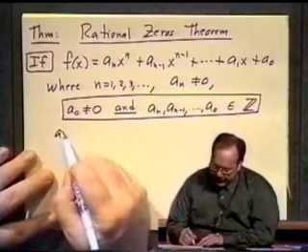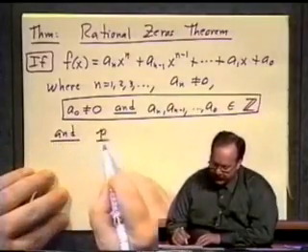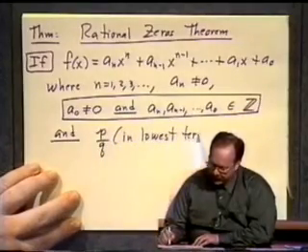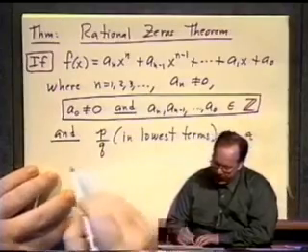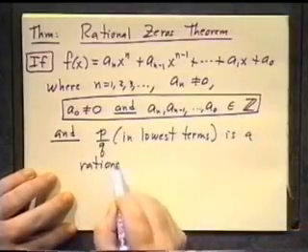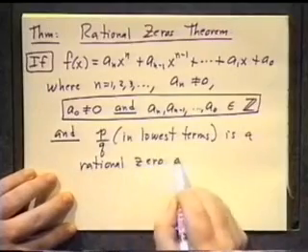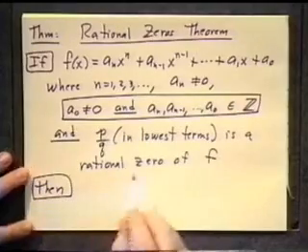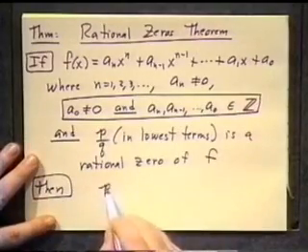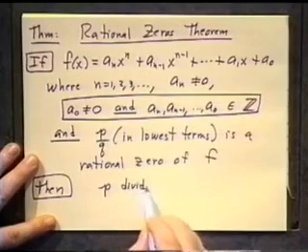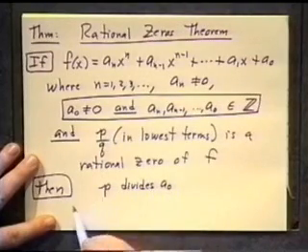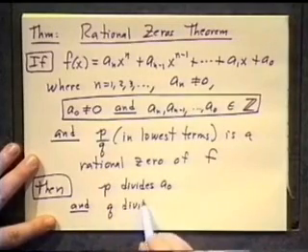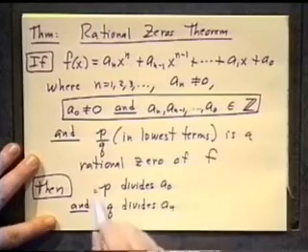If we have all of that, and we are looking at p over q in lowest terms, and p over q in lowest terms is a rational zero of our f here, then what do we conclude? If we have such a rational zero, we conclude that the top of it, p, must divide a sub 0, which is the constant term, and it must also be true that q, the bottom, divides a sub n, the leading coefficient.